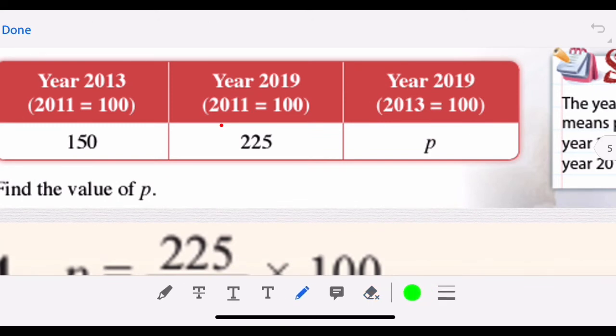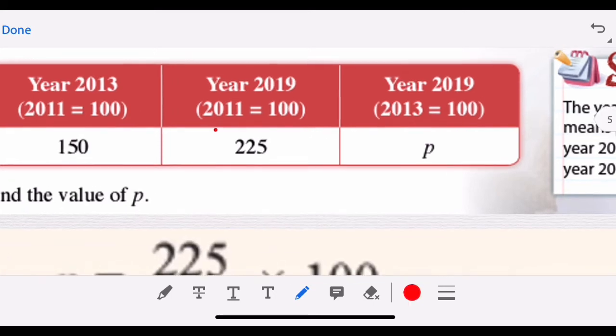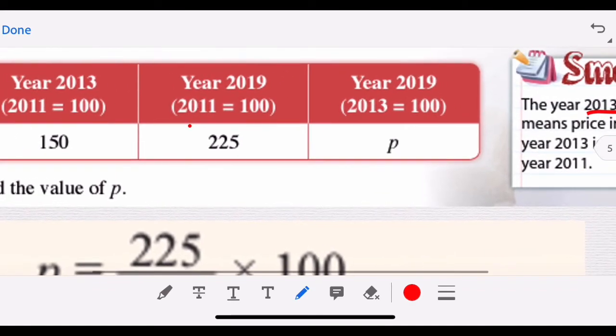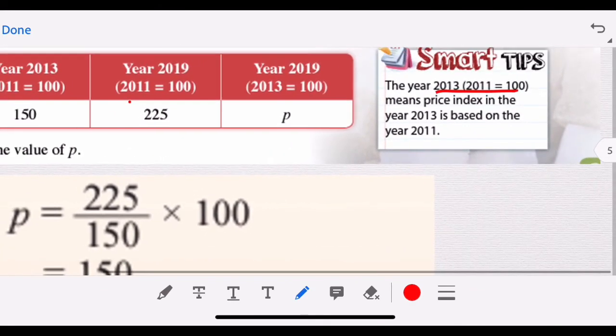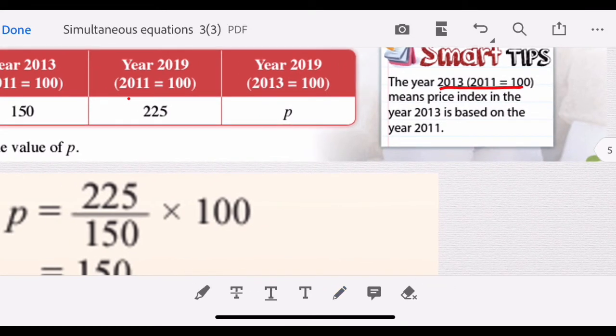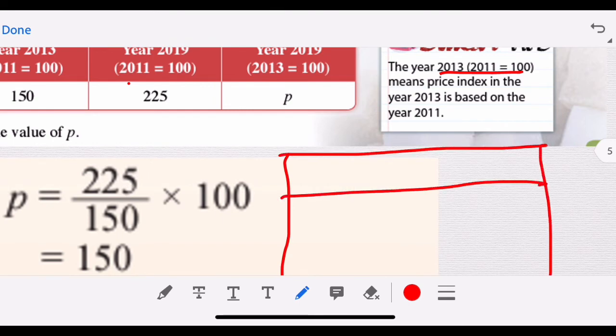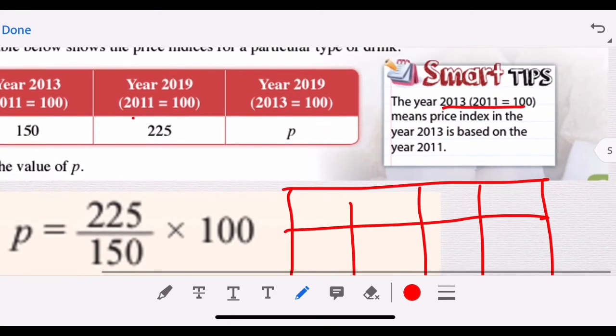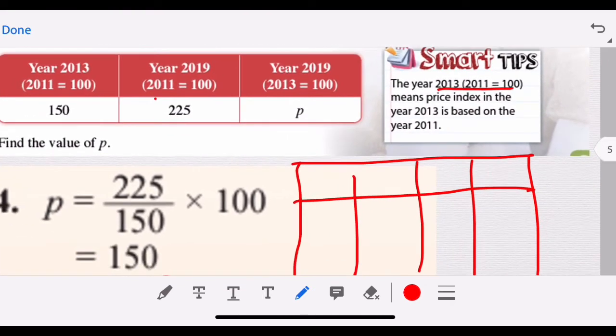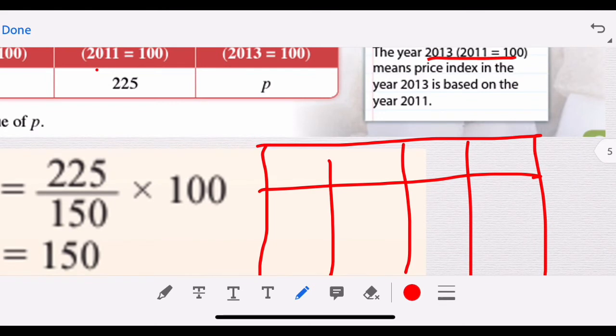Now I'm going to use what method? The third method is table. If you want to use a table, of course you must create a table, right? How am I going to create the table? How many rows? How many columns? We have 3 columns. Let's follow the sequence. We have 2011, 2013, 2019. So I call them 11, 13, 19.